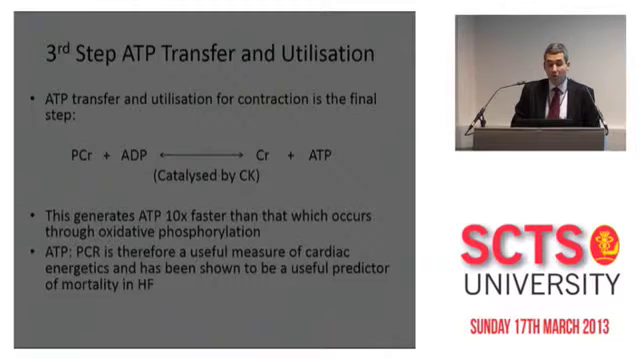And the third step, and probably one of the most important steps now, is transfer and utilisation of ATP. That undergoes the reaction of PCr plus ADP, catalysed by CK, becoming creatine and ATP. This reaction generates ATP approximately 10 times faster than occurs through oxidative phosphorylation. And certainly in recent years, mainly through work pioneered by Stefan Neubauer in Oxford, the ATP to PCr ratio has been shown to be a really useful measure of cardiac energetics, and has also been shown to be a useful predictor of mortality in heart failure.